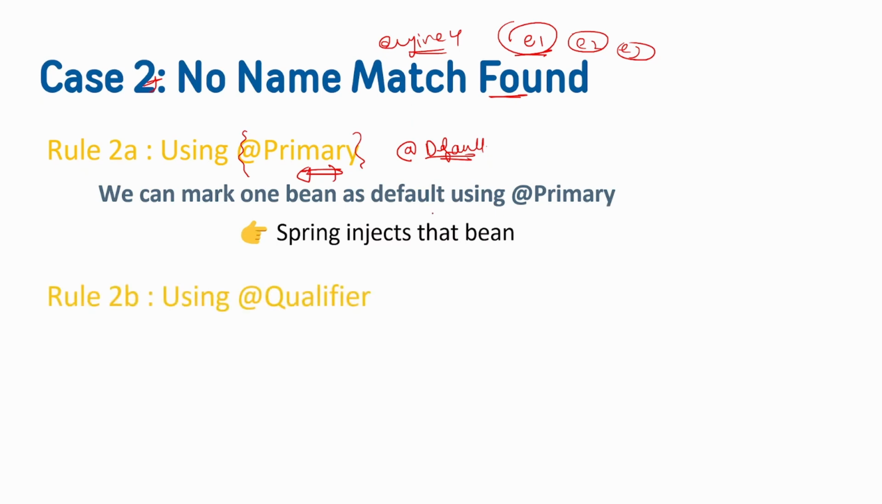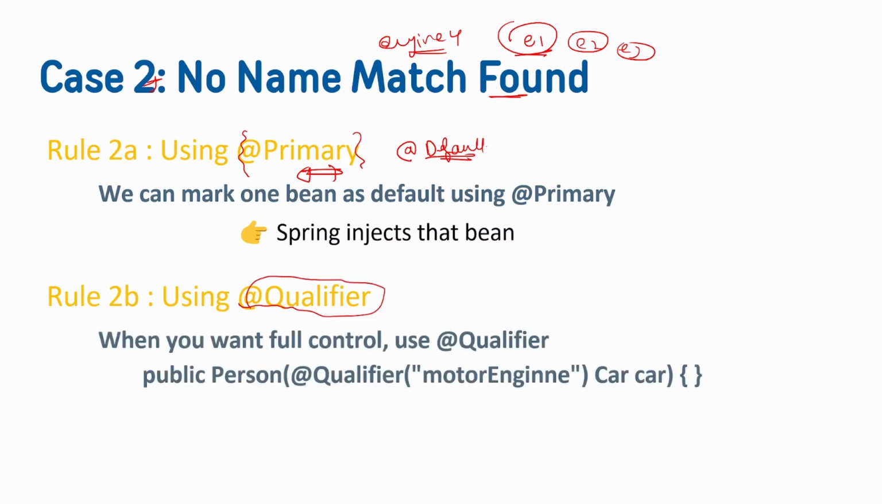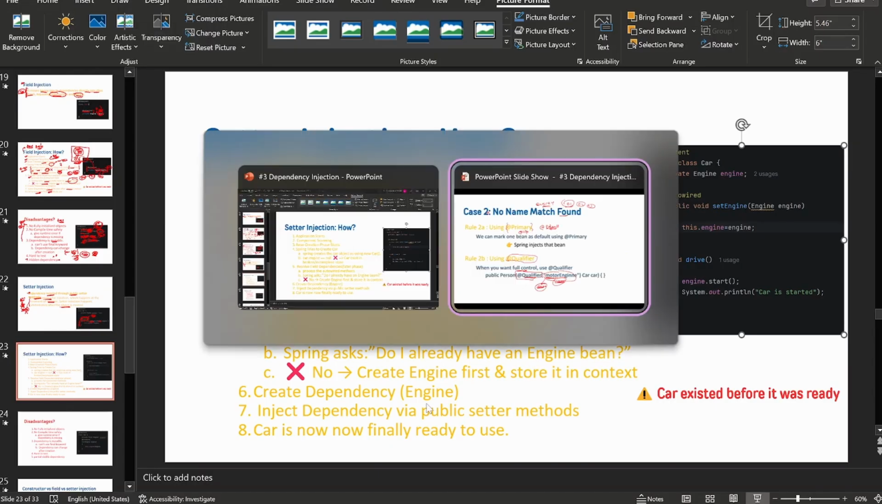Now the third one is using the qualifier. In the method parameter we use qualifier and pass the bean name. When we want full control, we use qualifier, and we write here the name of the bean. Before the method parameter you use qualifier, and here we pass the bean name that we want to inject from the context. Let's see it with the help of an example.